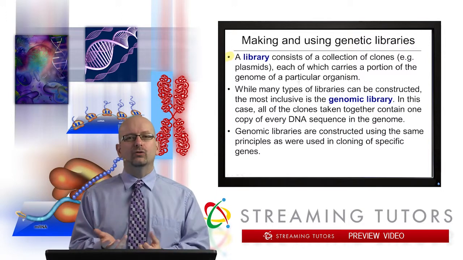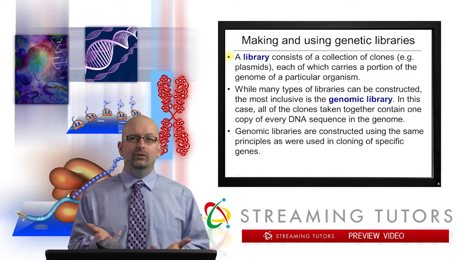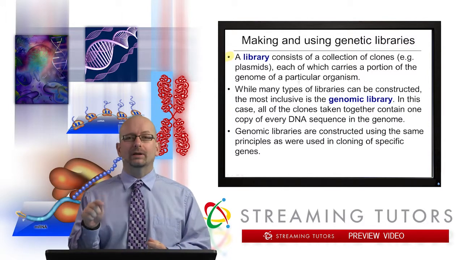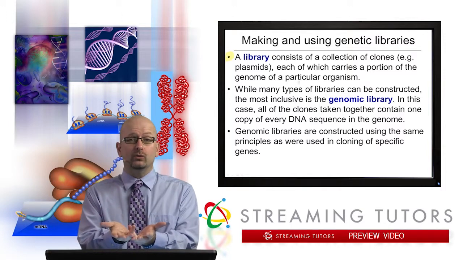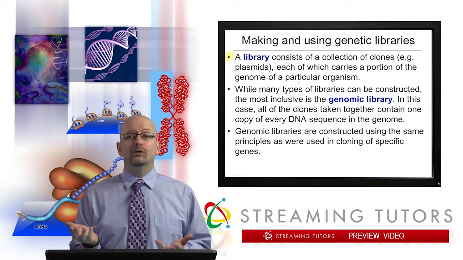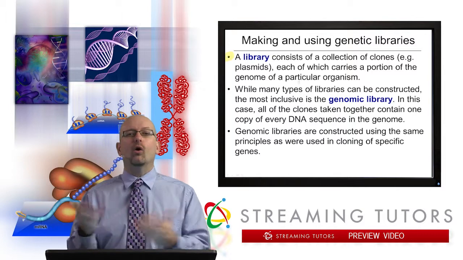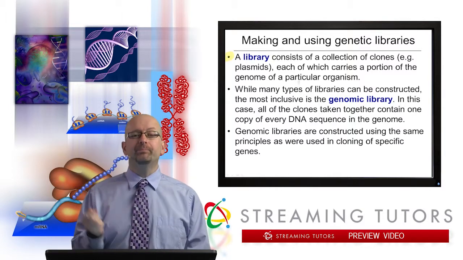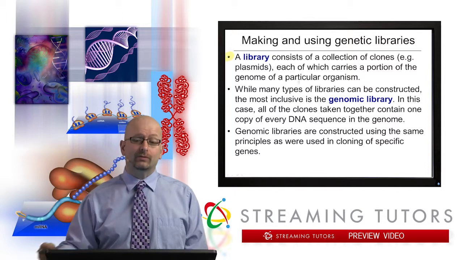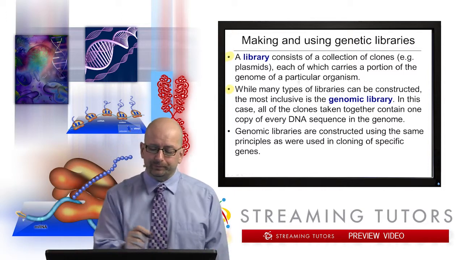You can see the analogy of a library if you say that each of the books in a library represents sort of the same idea as one of the clones here, and that the whole bunch of books in the library represents all of the knowledge that exists, something like that anyway. So you can construct lots of types of libraries.